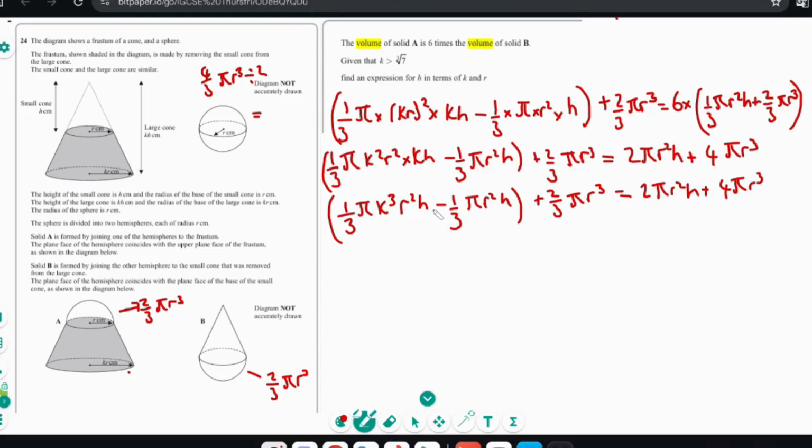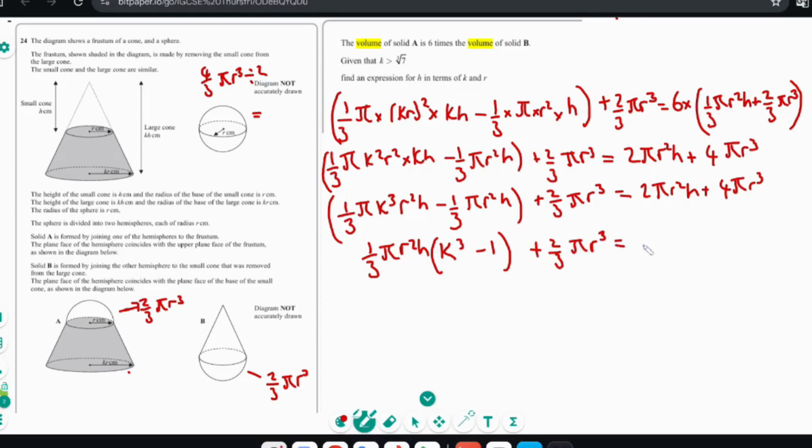Okay, now the bit in the brackets here, I'm going to simplify. 1/3 pi k cubed r squared h minus 1/3 pi r squared h. Both those terms have 1/3 in. They both have pi in. They both have r squared h. So I can factorise it. Then I'd have k cubed minus 1. If I expanded those brackets, I'd have the same expression above.